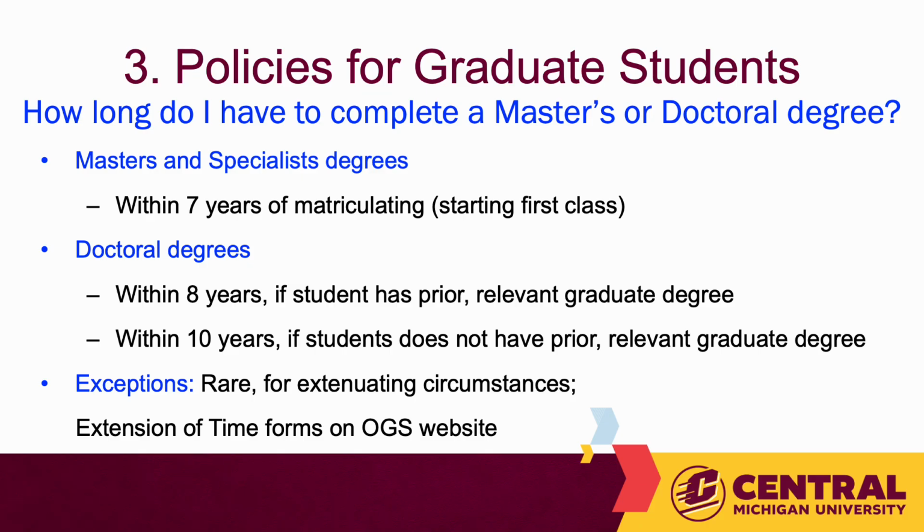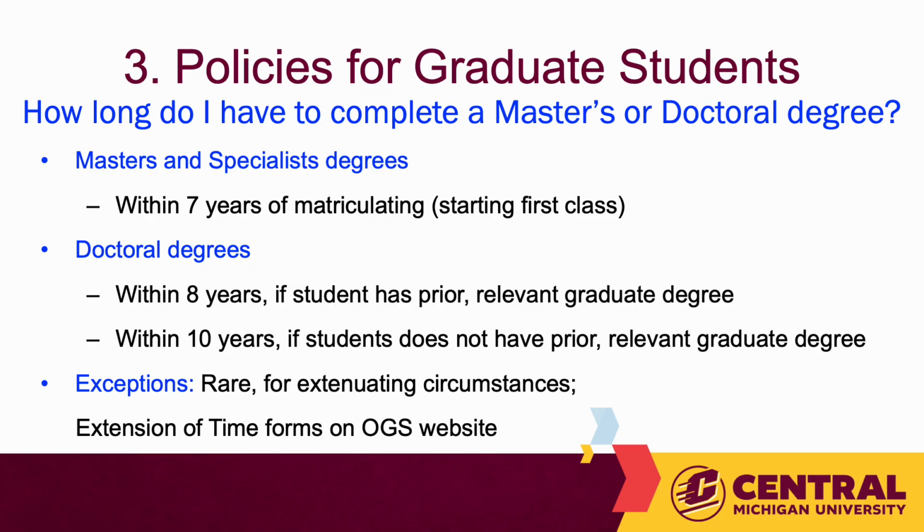If you do not finish your degree within that time frame, there is an exception that will give you some more time. It's called an extension of time that will extend the validity of your courses to give you more time. But it's really important to understand that an extension of time is not a given. It's a pretty significant exception. And so please do not just plan on getting an extension of time. Plan on graduating within that 7 years or 8 or 10 years, depending on your situation.